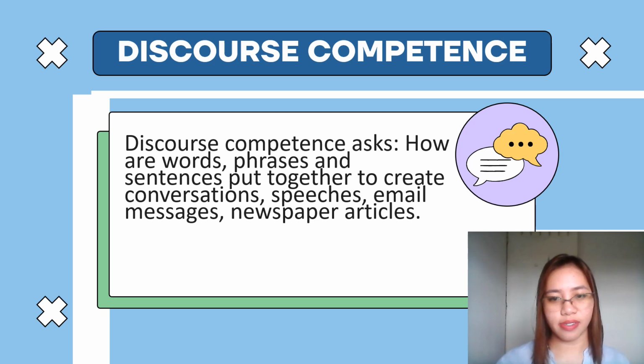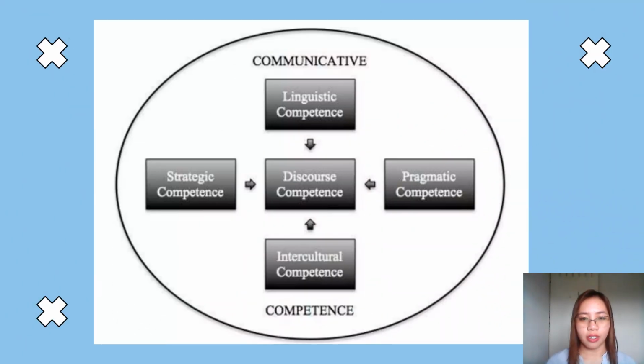It also asks how words, phrases, and sentences are put together to create conversations, speeches, email messages, newspaper articles. Okay, so we have here an illustration of communicative competence. As you can see, we have linguistic competence, pragmatic competence, intercultural competence, strategic competence, which lead to discourse competence.